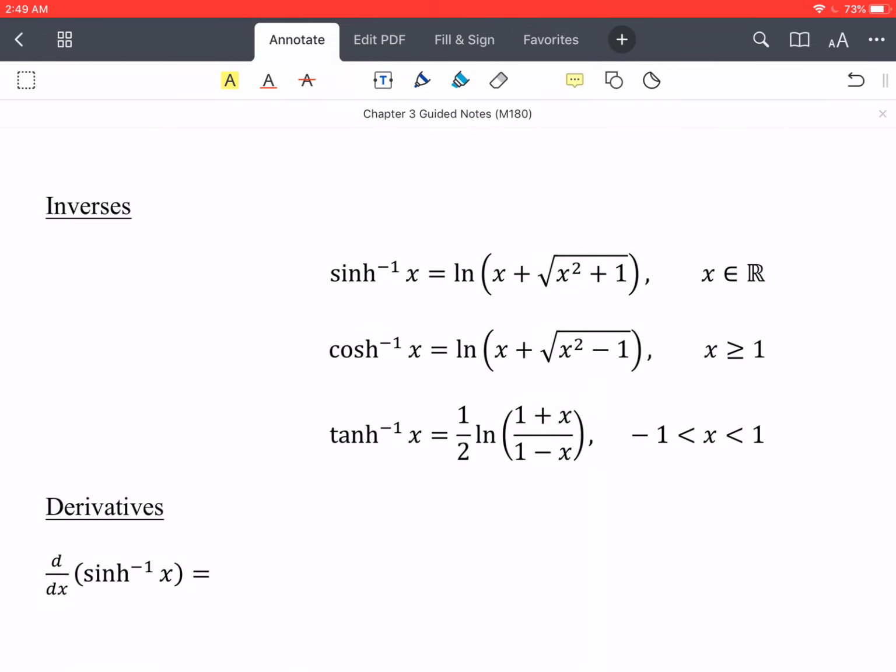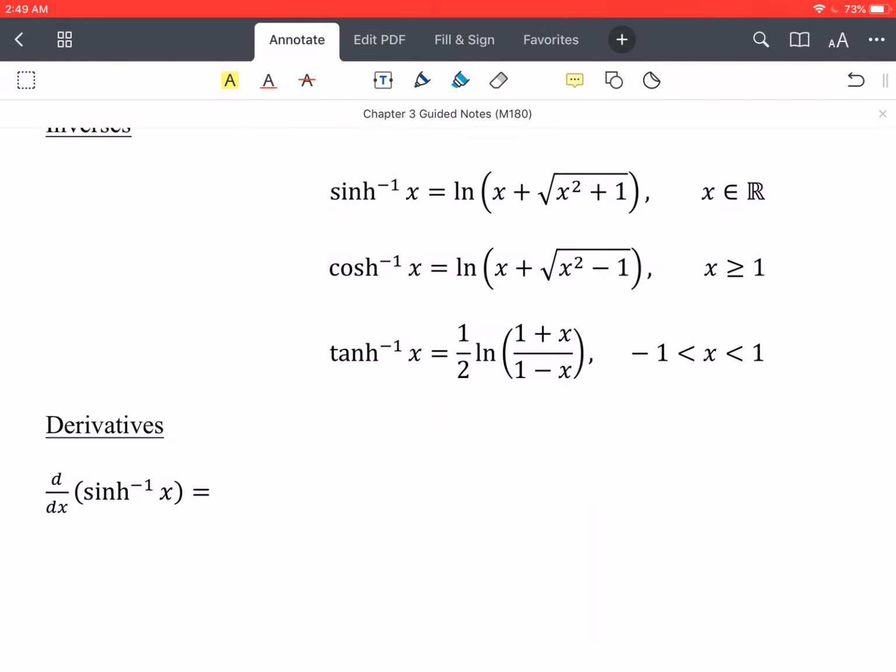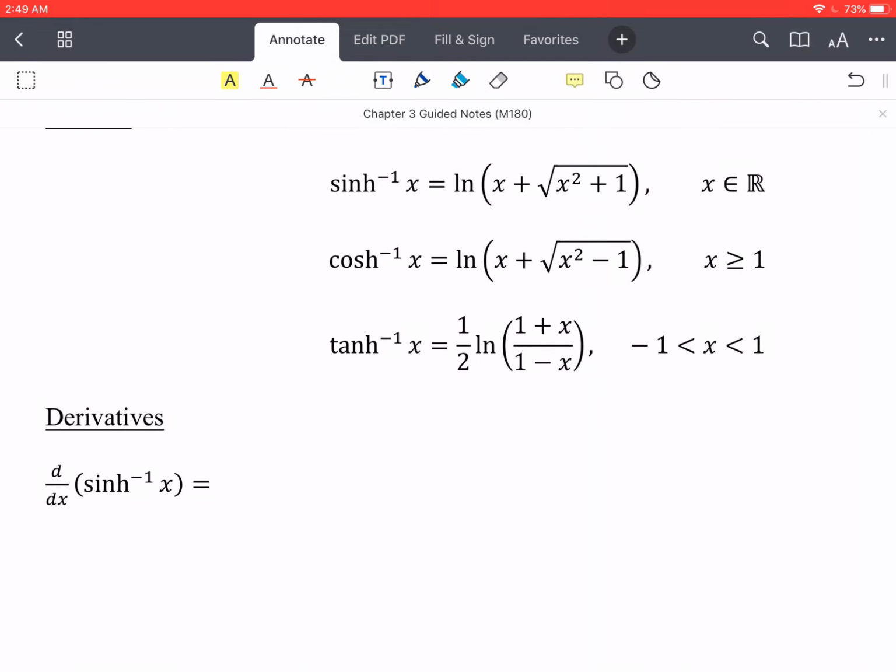Then we have hyperbolic inverses. So sinh inverse, cosh inverse, and tanh inverse. The original versions of these are exponential functions, so it kind of makes sense that their inverses would be logarithmic functions, because exponents and logs are inverses of each other. So these are their general formulas. We can then actually find their derivatives using just our typical differentiation procedures. So we're going to do it for sinh inverse, and then all the others I have down below, but they're all derived very similarly.